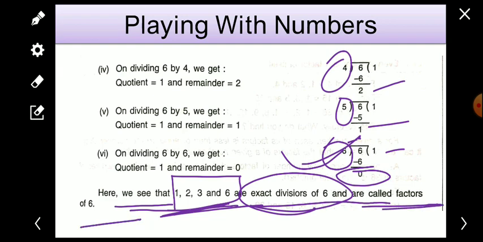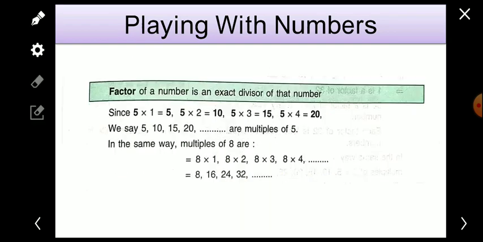So what have you understood? Exact divisors are known as factors. We can say that a factor of a number is an exact divisor of that number.